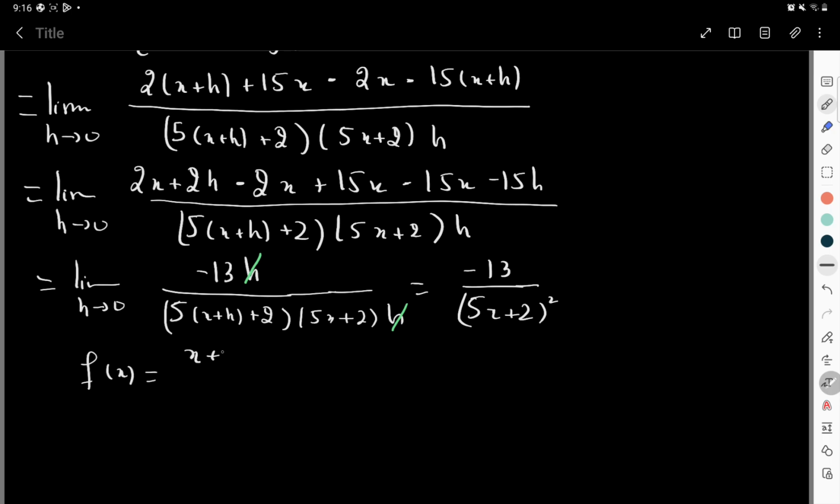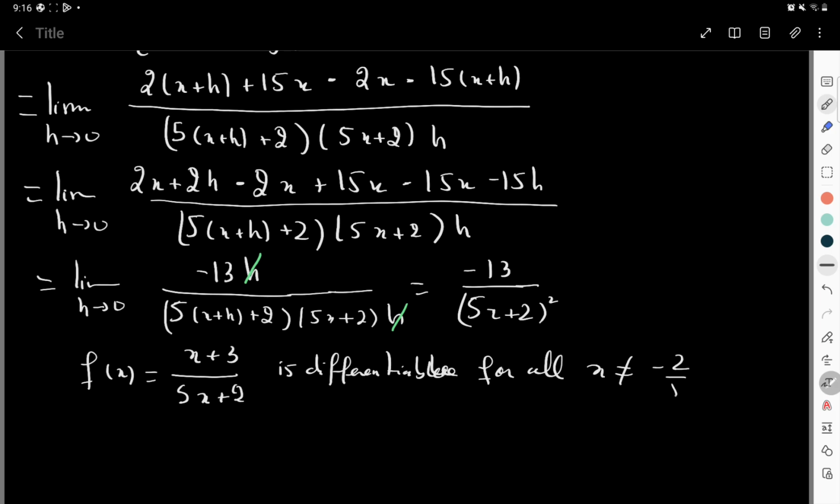Of course, so f, which is x plus 3 over 5x plus 2, is differentiable for all x different than minus 2 over 5, and f prime of x is equal to minus 13 over 5x plus 2 squared for x different than minus 2 over 5.